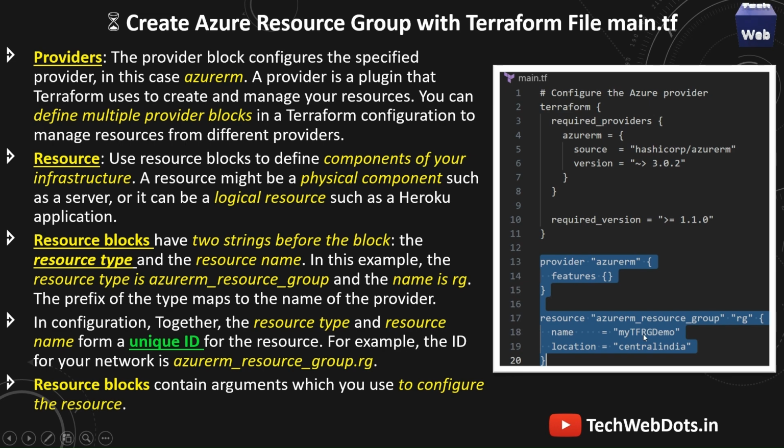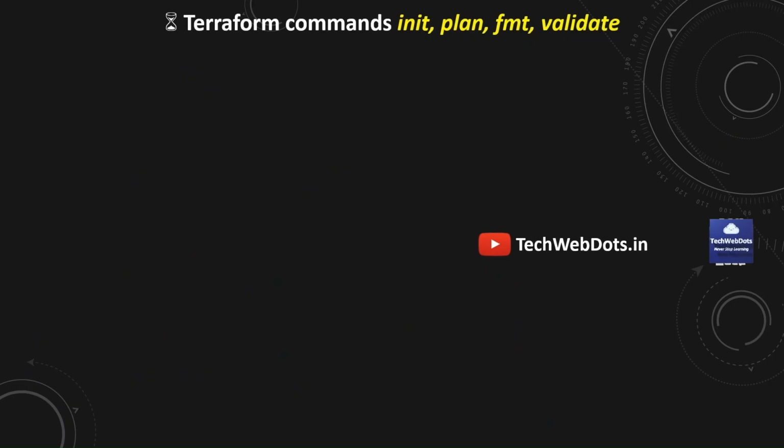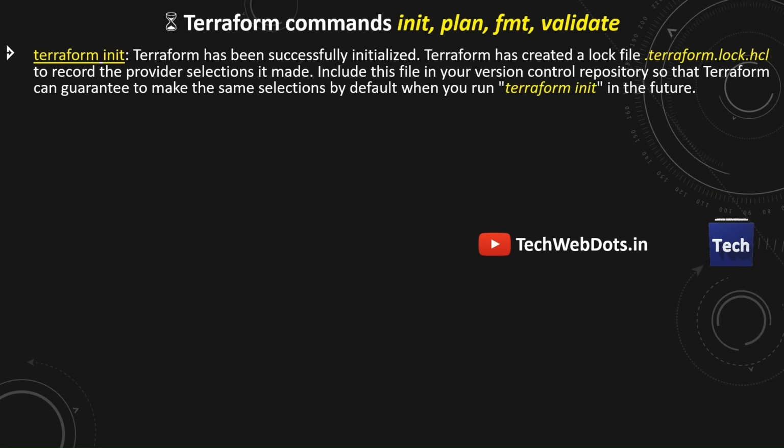We can see the name we are giving is my Terraform RG demo and the location is Central India. So the resource block contains arguments which you use to configure the resources. Now we talk about the important commands, before jumping into the editor. There are init, plan, format, validate. The names also express what they actually mean.